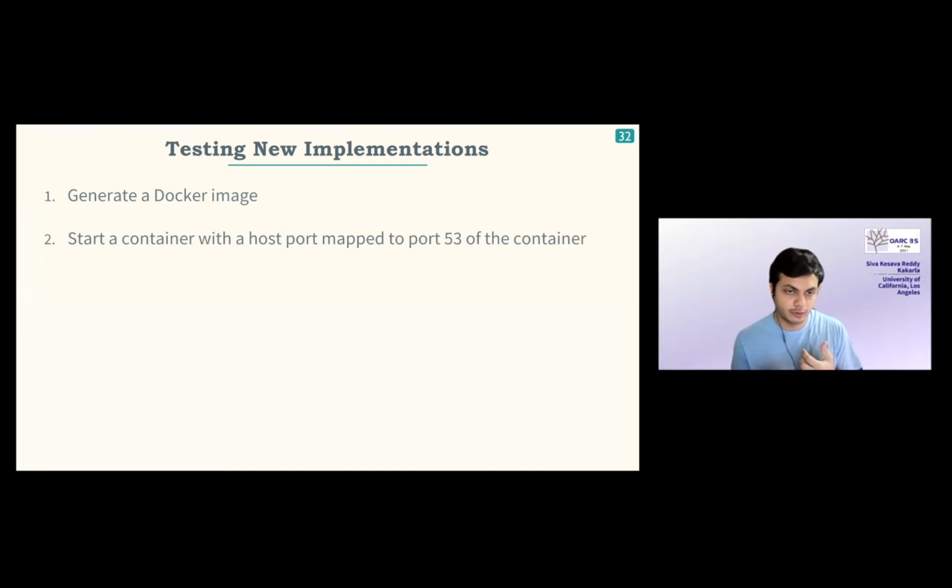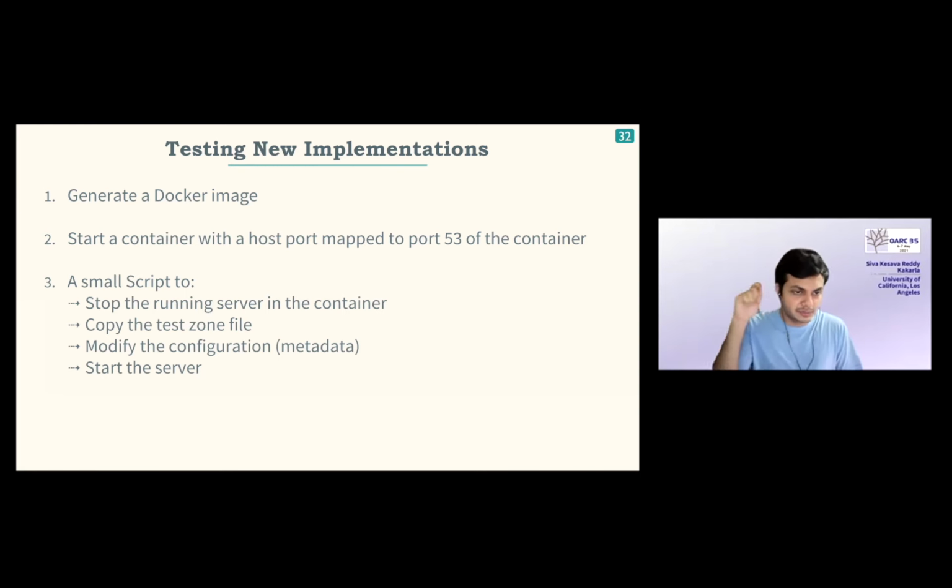Now, this is all good. And now if you're developing a new DNS software, how do you test using this framework? So all you need is first generate a Docker image for your implementation. Start a container with a host port mapped to port 53 of the container. And you need a small script to stop the server running in the container.